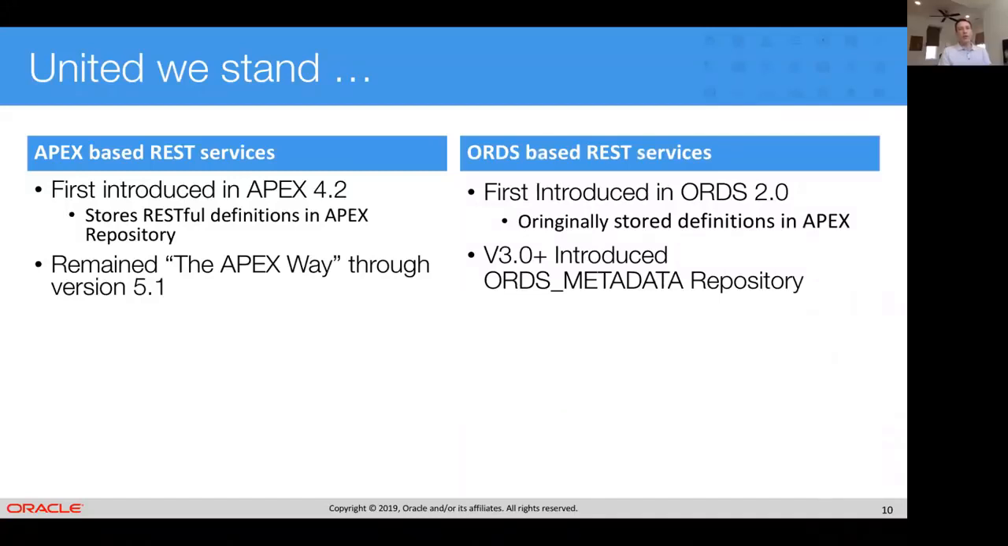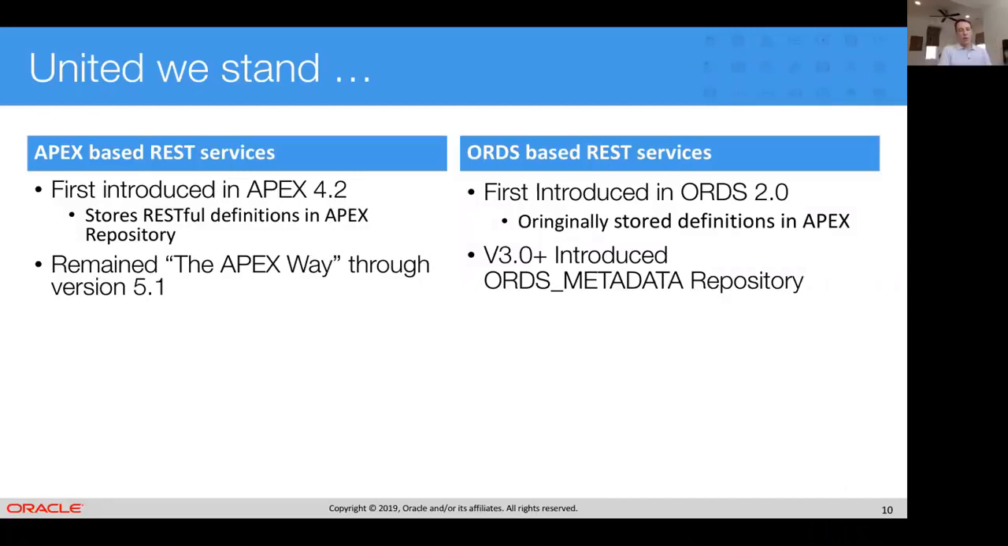ORDS first introduced REST services in 2.0, and it also tried to piggyback on the same definition tables that Apex used. So it originally stored its metadata in those same tables. But because people started wanting to use ORDS separately from Apex, in version 3 of ORDS, they introduced the ORDS metadata repository and kind of split off from that. So for a while, there were two ways that you could define REST services, the Apex way and the ORDS way. Still served together by ORDS, but there were two places where definitions may have been stored.